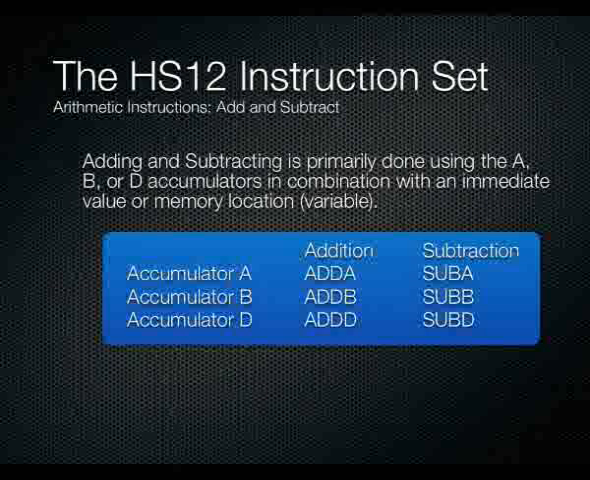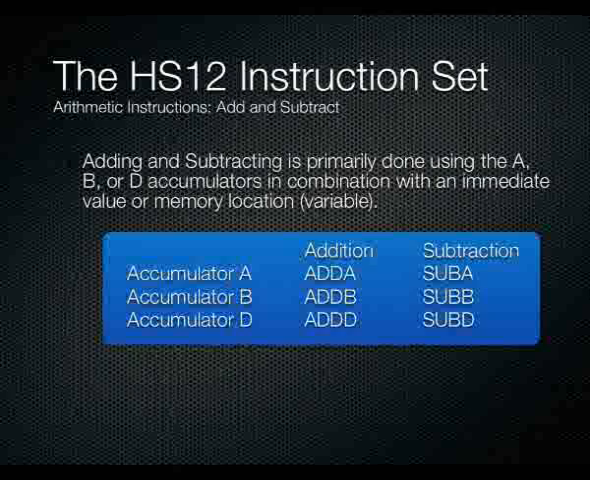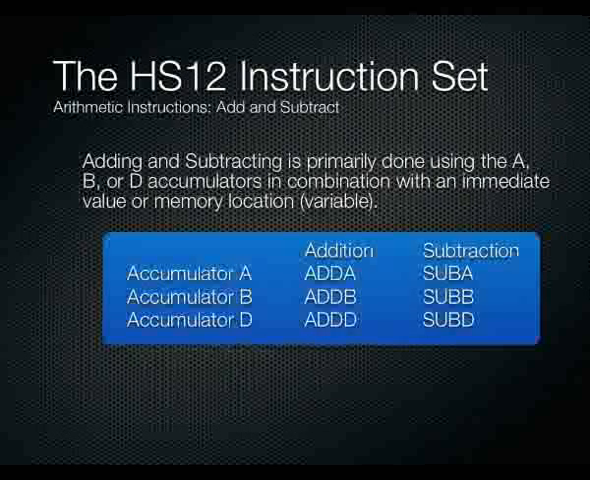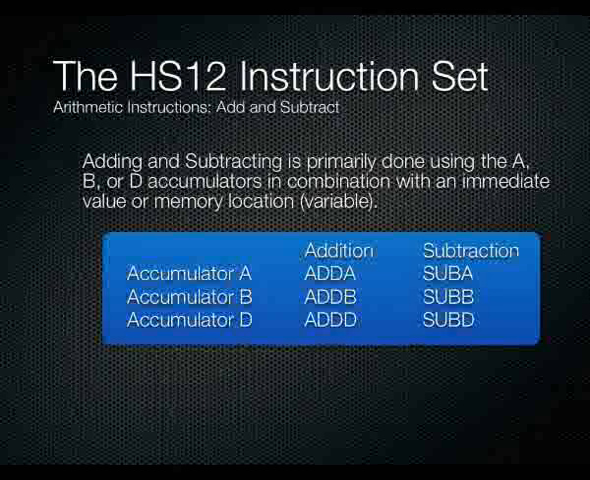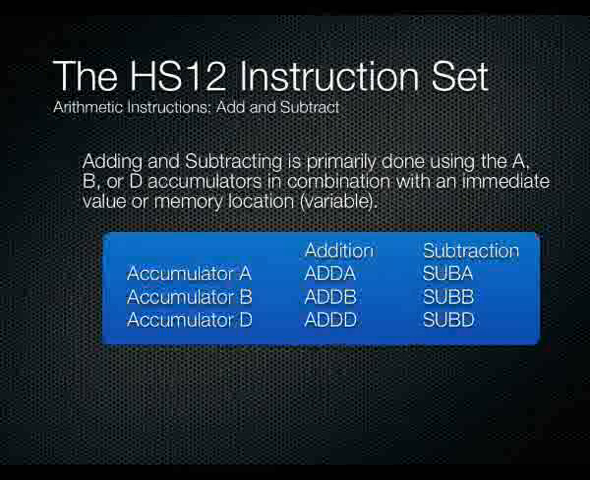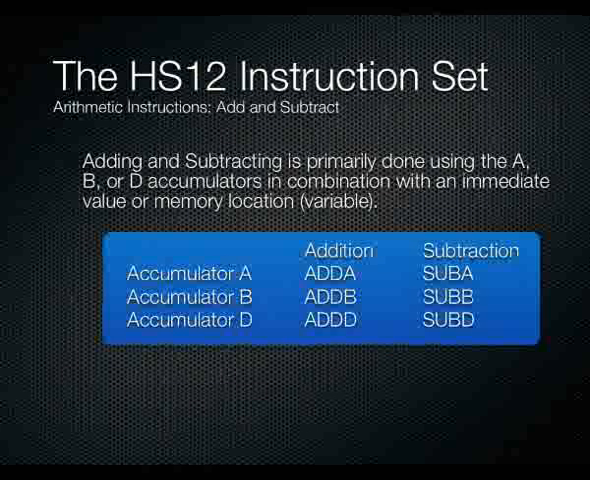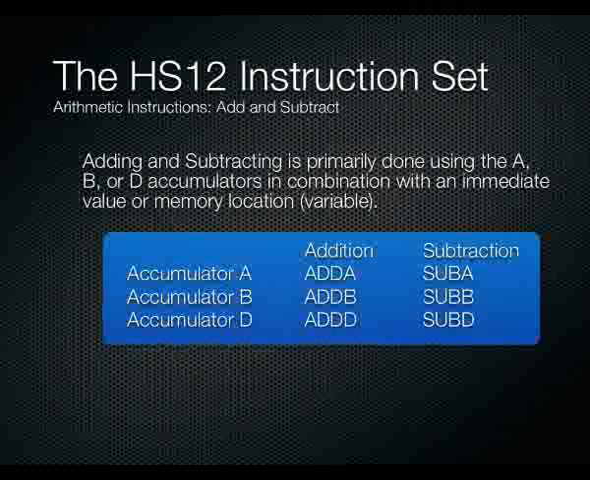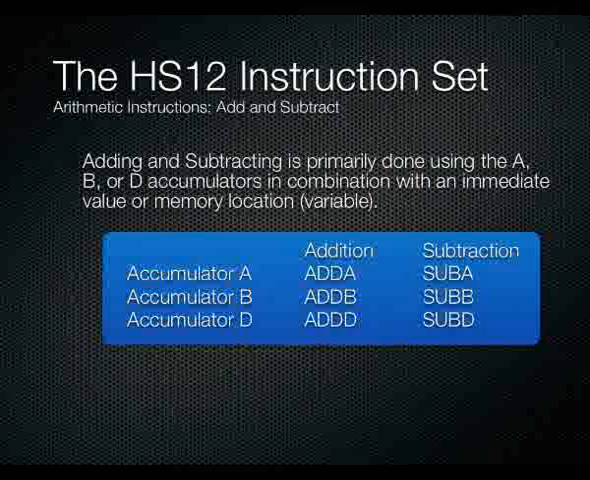When it comes to addition and subtraction, the instruction mnemonic pretty much gives away exactly what the instruction does. For accumulator A, we have add A, and for subtraction we have sub A. The add and the sub define the operation, and the letter on the end defines which accumulator we're using. So we've got add B, sub B, sub D and add D as well. Those are six mnemonics which allow us to do addition and subtraction with our accumulators.